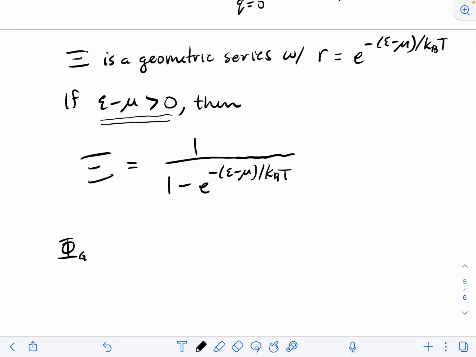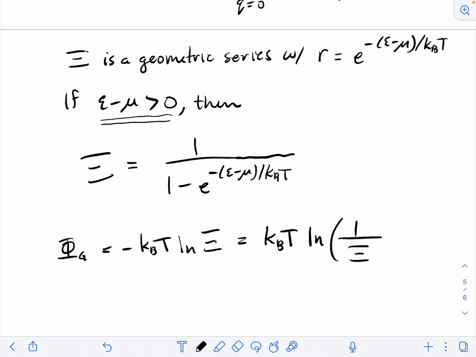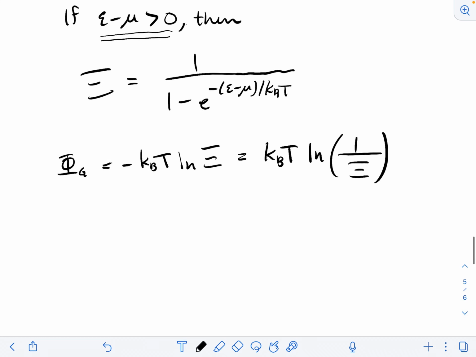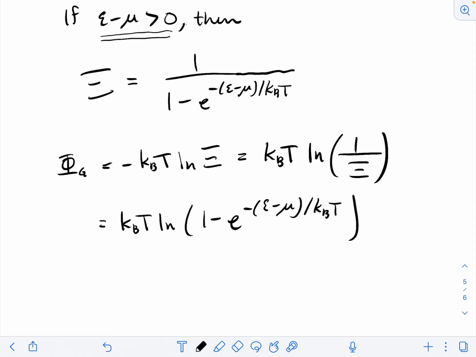So the grand potential is minus kBT times the ln of the grand partition function, which we could write equivalently as kBT times the ln of 1 over this grand partition function, which is kBT ln of 1 minus e to the minus epsilon minus mu over kBT. Okay, good. So that's the grand potential.